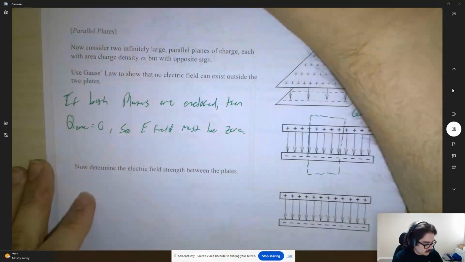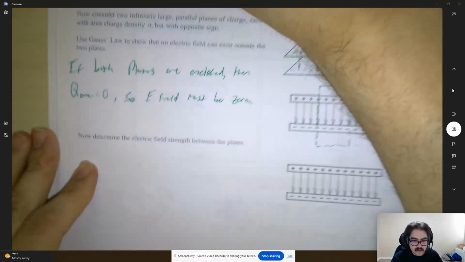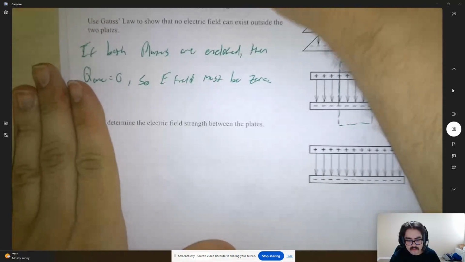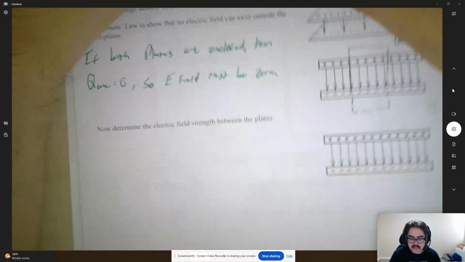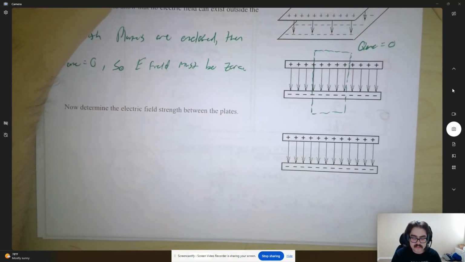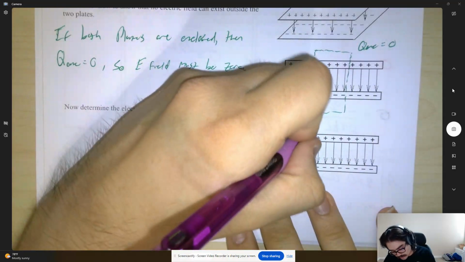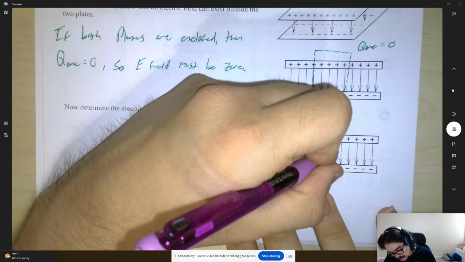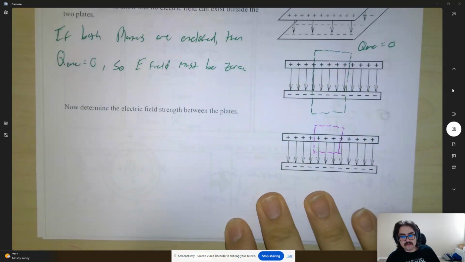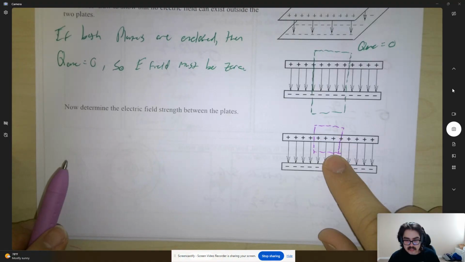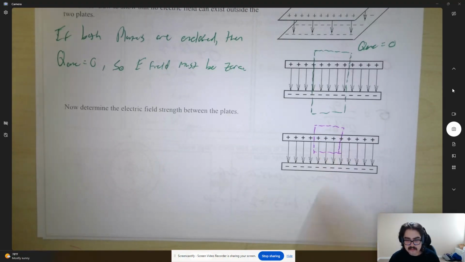To determine the electric field strength between the plates, you're going to use the Gaussian surface still, but the only thing you have to change about it is that instead of enclosing both plates, you're just going to enclose one of them. Doesn't matter which one you enclose, just as long as you enclose one of them. I'll say this is my distance d, so it has a height 2d again.